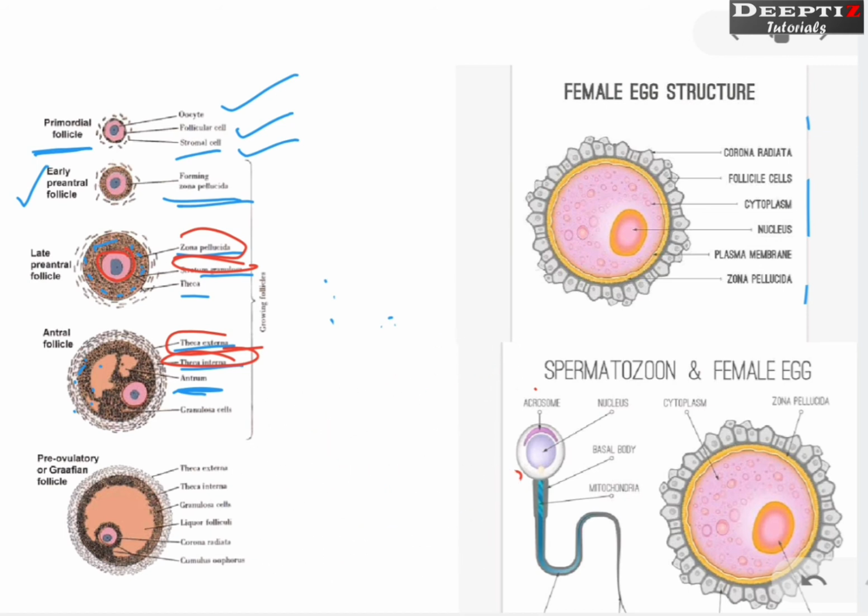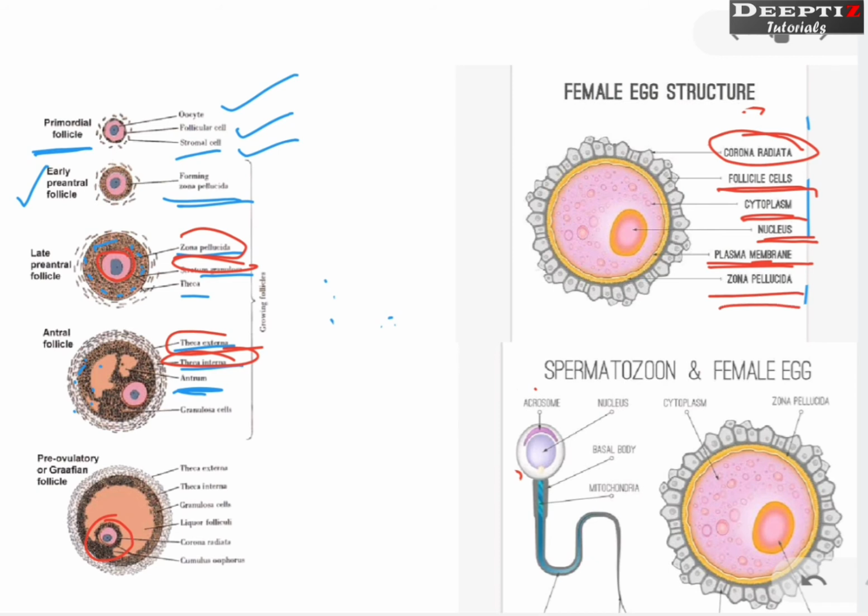Now this is the diagram of the female egg structure, or the female sex cell. What does it contain? The outermost layer is called corona radiata. Just inside the corona radiata there are some follicular cells, which are hormone producing cells. Inside that there is cytoplasm, and a nucleus. The nucleus is surrounded by cytoplasm, cytoplasm is surrounded by plasma membrane, and plasma membrane is surrounded by zona pellucida.